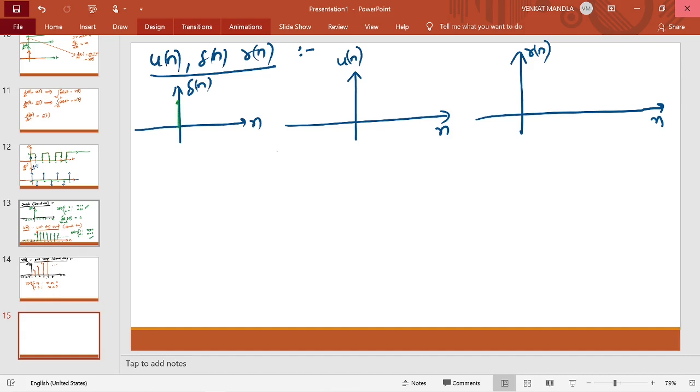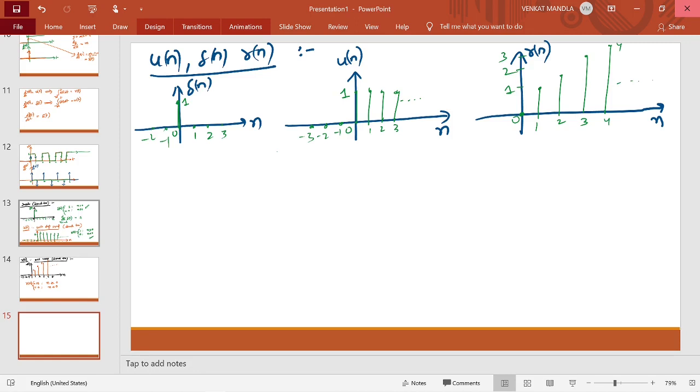Del of n is 1 at exactly n equal to 0, and in the remaining cases it is zero. For U of n, at n equal to 0 this is 1, and in all cases 1, 1, 2, 3, and so on. For the negative values of n, you have 0. For R of n, at exactly 0 it is 0, at 1 it is 1, at 2 we have 2, at 3 you have 3, at 4 you have 4. Linearly increasing R of n.